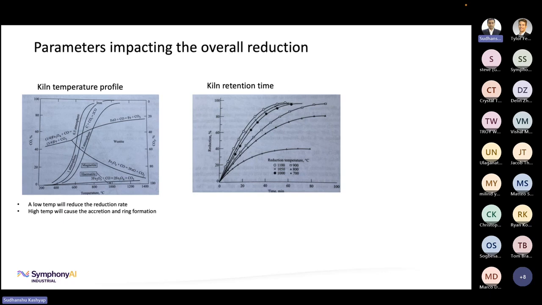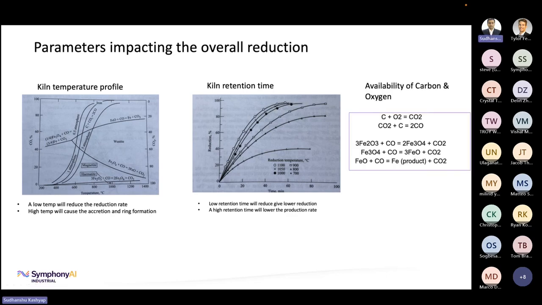The second very important parameter is the kiln retention time, and it's evident from this graph that reduction increases as material stays in the kiln longer. But we also know that if you keep material longer in the kiln, our overall productivity will go down. So again, we need to optimize it. We have to find an optimal retention time in the kiln, so we get better reduction as well as better throughput through the kiln.